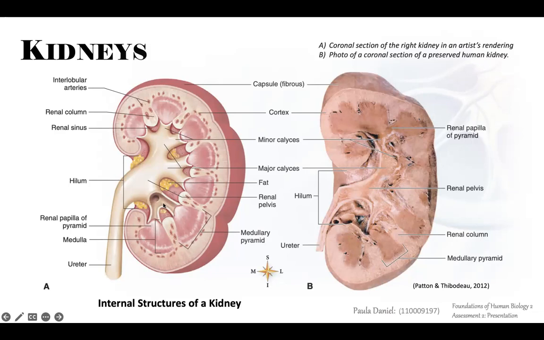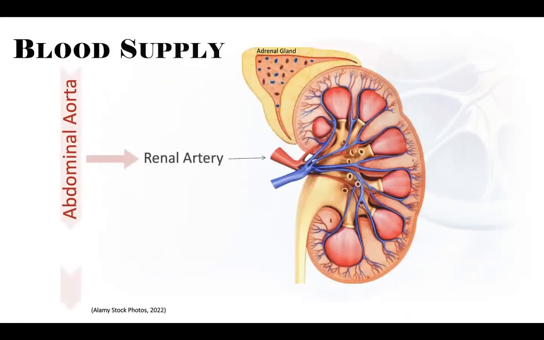Minor calyces join to form a major calyces, which join together to form the renal pelvis. The renal pelvis acts as a collection basin to drain urine from the kidney before narrowing as it exits the kidney at the hilum to become the ureter. The kidney is supplied with blood via the abdominal aorta.